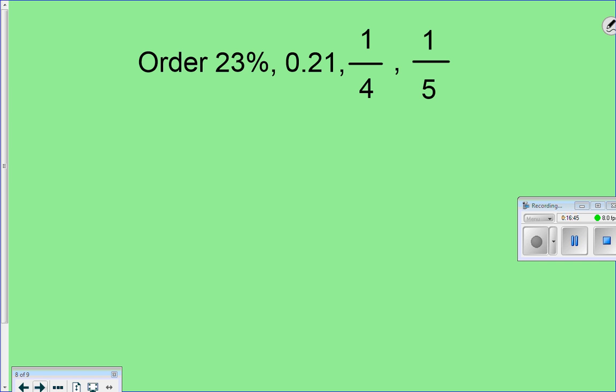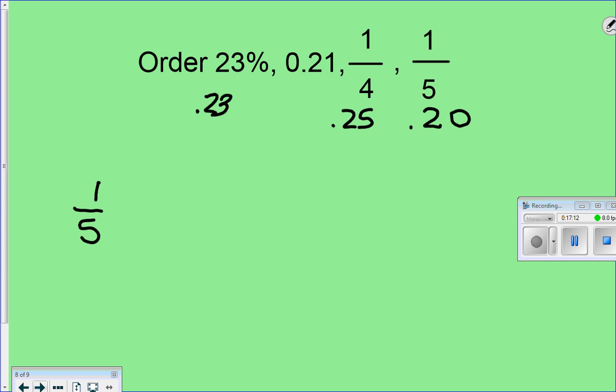Okay? What's this in a decimal? Yep, 0.23. That's already in decimal. Can you put that in a decimal? 0.25. You guys probably know that off the top of your head. And that one is 0.2. Okay, now I want to order these from least to greatest. So what's my smallest one up there? 0.2. If I put a 0 on there, right? That gives me 0.20.